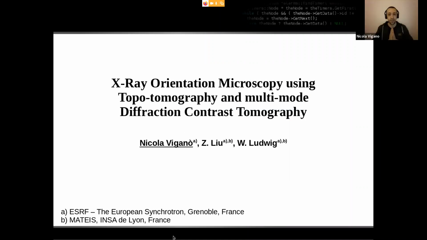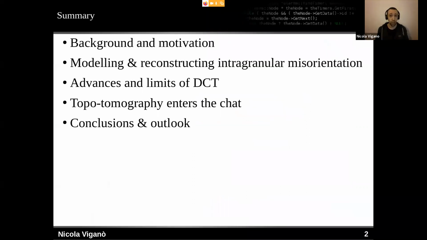Sorry. So thanks everyone for coming. So this talk again is not going to be about dark field X-ray microscopy per se, but rather diffraction contrast tomography. So why would we actually want to do that?